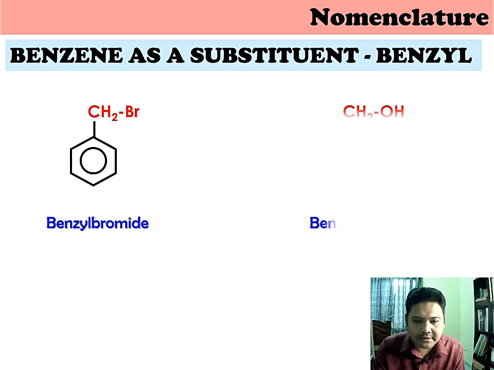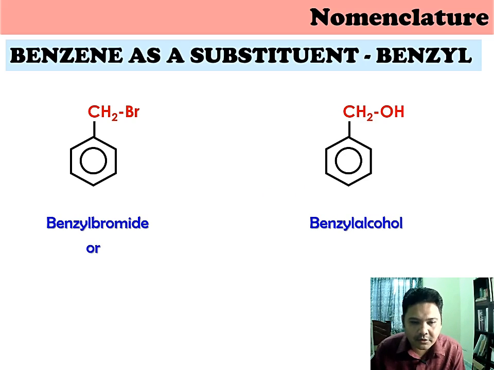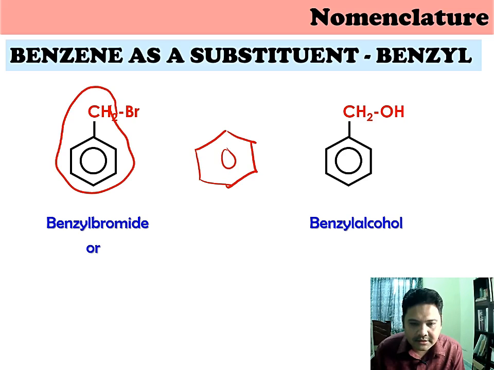For example, benzyl bromide. This one is benzyl. Benzyl bromide. If I draw it like this, it will become bromobenzene. Bromobenzene. So please make sure you can differentiate between these two.